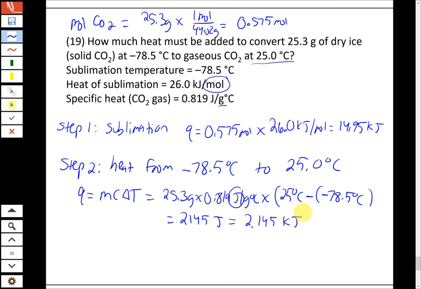All right, and so that means the last step to do is just to add them together to get the total amount of heat. So the total amount of heat is going to be the amount that it took to sublime, which is 14.95, plus the amount that it took to warm it up, which is 2.145, which comes out to 17.1 kilojoules.